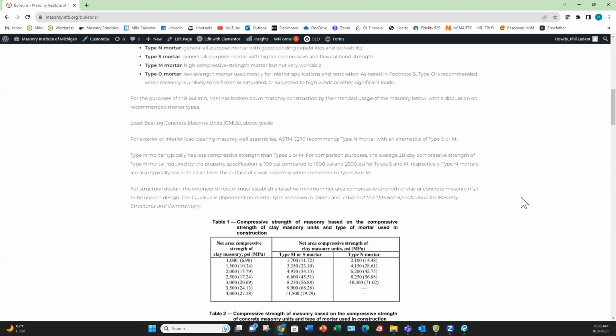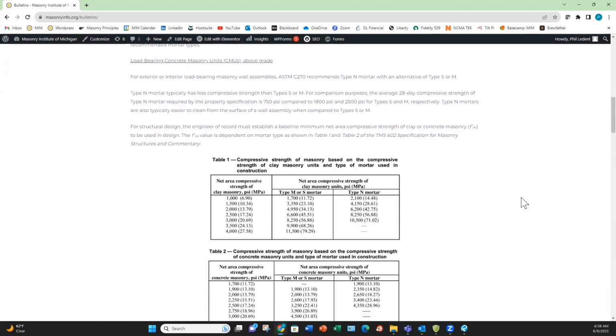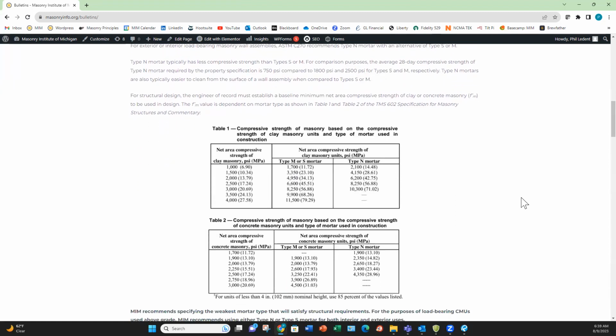For load-bearing walls, specifically exterior load-bearing walls, it's very critical for the engineer to establish an f'm, which would be their net area compressive strength of either concrete or clay masonry. There are tables based on our unit strength method in our TMS 602 that correlate our required net compressive strength of either our clay or concrete units with a mortar type to our net area compressive strength of concrete or clay masonry, again, the f'm value.